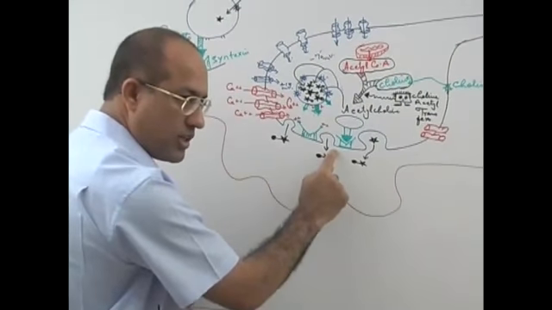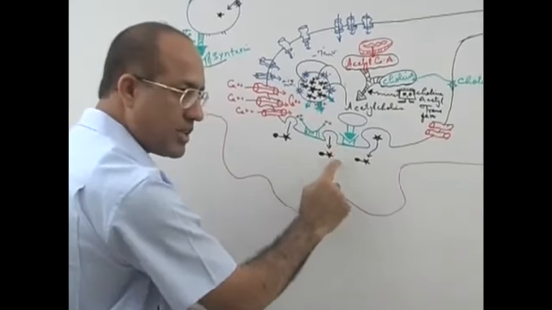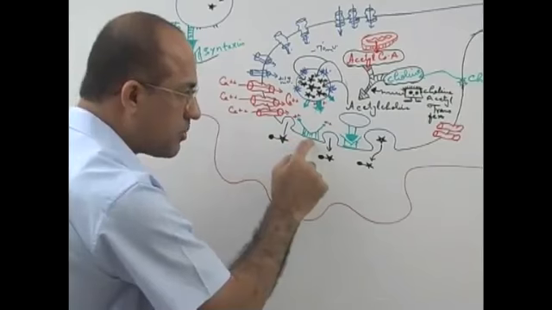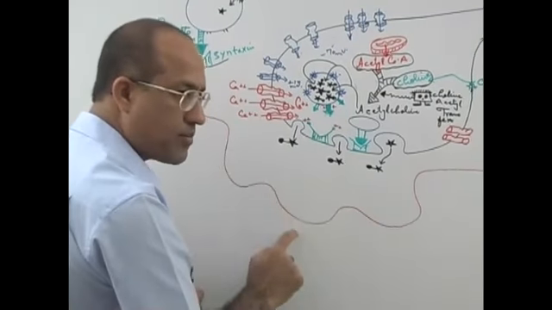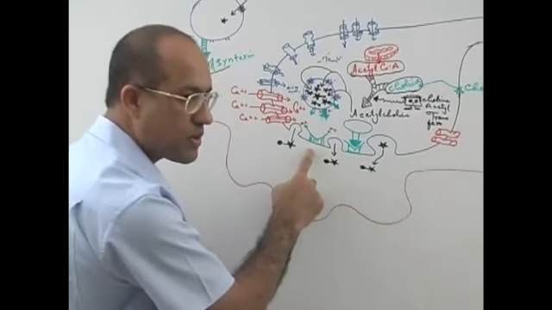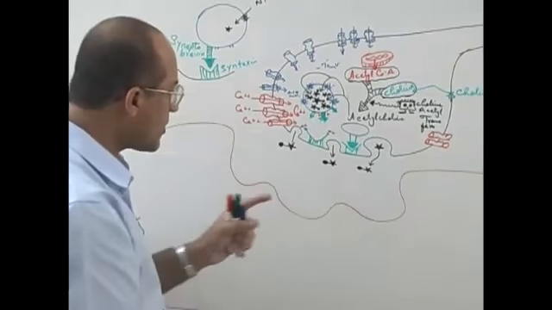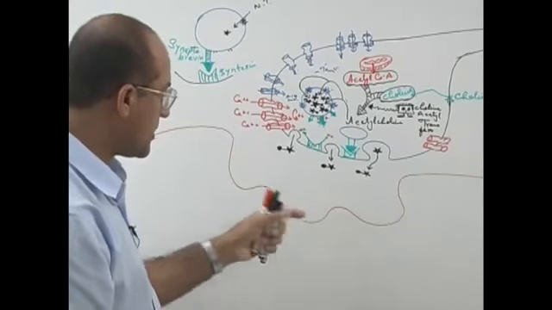The neurotransmitter, acetylcholine, diffuses from the presynaptic area to the postsynaptic area, and this gap between the presynaptic membrane and the postsynaptic membrane is called the synaptic cleft. What is it called? Synaptic cleft. Now we'll see what events happen here.